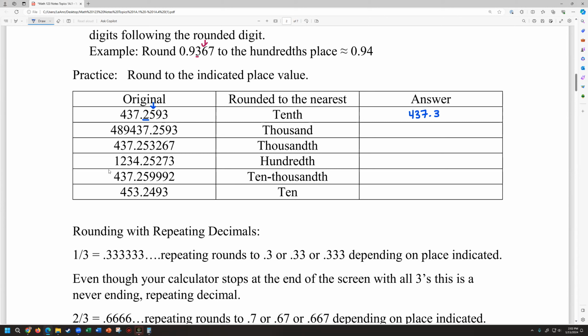Round to the 1,000. Notice, not the TH. So 1,000 is, let's see, 1, 10, 100, 1,000. That's that 9 right there. There's a 4 behind it. That will not change the 9, so that's going to stay a 9.